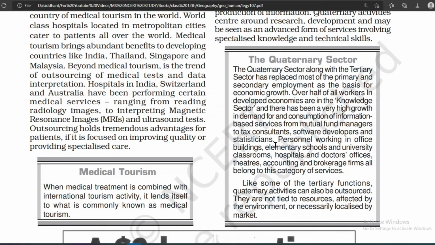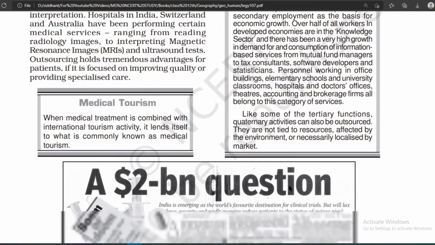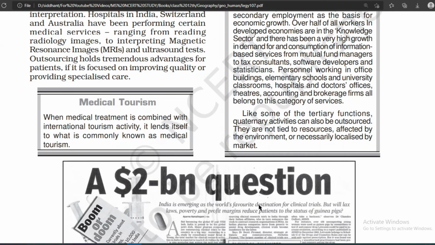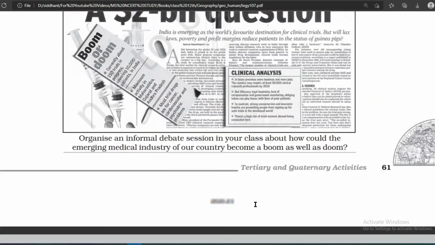developers and statisticians. Personnel working in office buildings, elementary schools and university classrooms, hospitals and doctors' offices, theaters, accounting and brokerage firms all belong to this category of service. Like some of the tertiary functions, quaternary activity can also be outsourced. They are not tied to resources affected by the environment or necessarily localized by market.